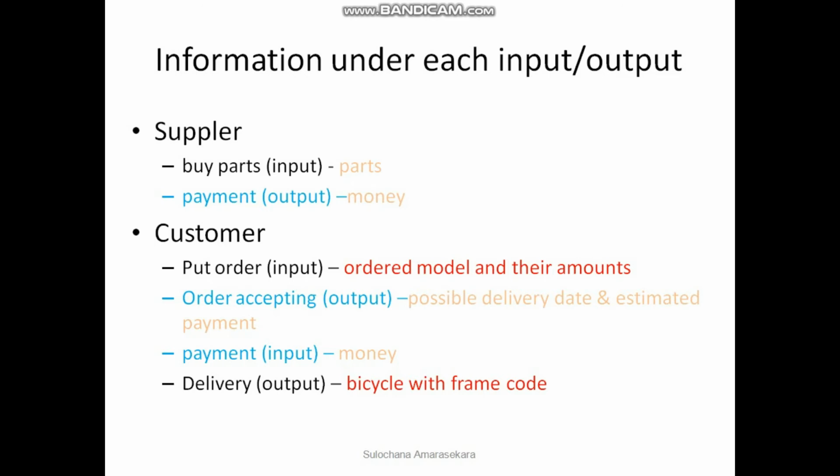This slide summarizes all the necessary information to draw the context diagram. First, suppliers: they put parts as an input and get money as an output. Second, customer: they put an order with required model numbers and their amount as an input and they get delivery information as an output. According to that delivery information, they pay money as an input and they get their product as the output. Up to now we have collected all the necessary information.